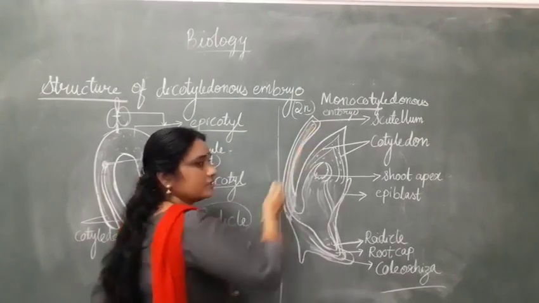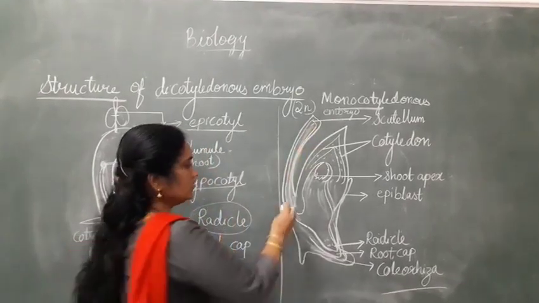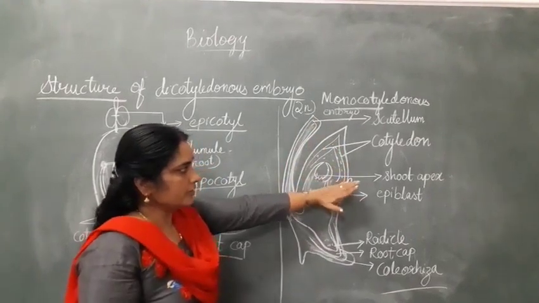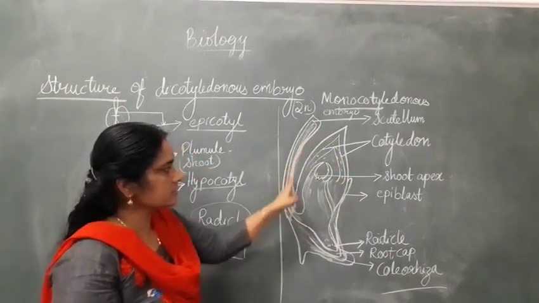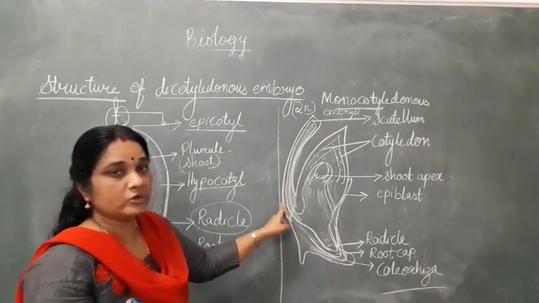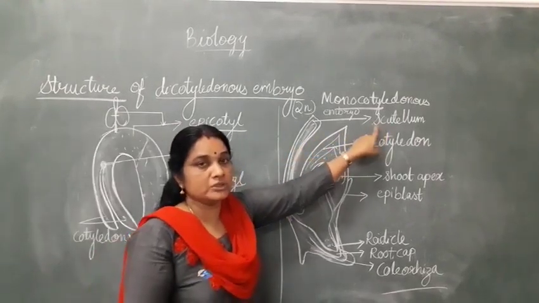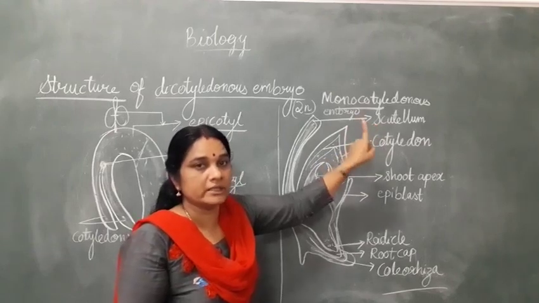The cotyledon, there is only a single cotyledon. It grows on the lateral side of the plumule. This is the cotyledon. The name of the cotyledon for monocot is nothing but scutellum. Scutellum is nothing but cotyledon.